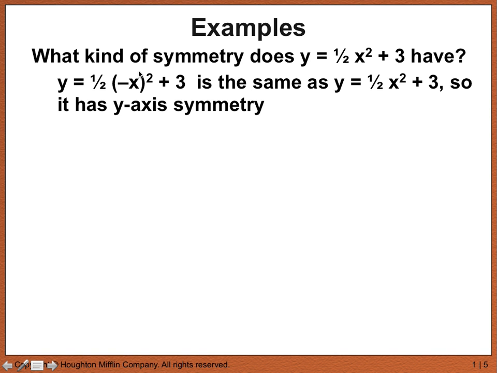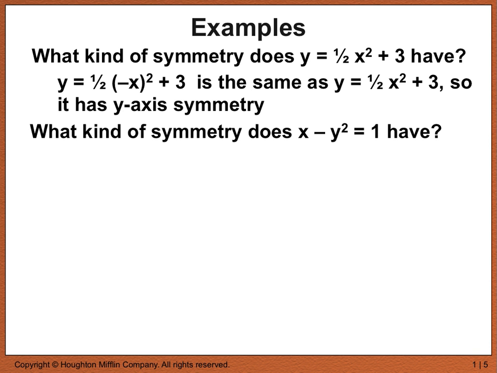And sure enough, if I plug -x into this equation, the negative becomes a positive, because -x times -x is simply x squared. So if I plug in -x, I end up with the same thing I started with, which was y equals 1/2 x squared plus 3. And so this is y-axis symmetry. With y-axis symmetry, the points (x, y) and (-x, y) are on the same graph. I've proven that algebraically because -x and x both give me the same y value. Therefore, this is y-axis symmetry.